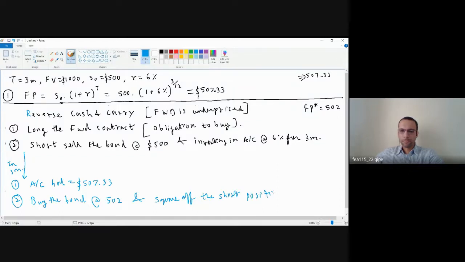Once I do that, whatever remains after this, 507.33 minus 502, which is roughly 5.3, will be a profit of 5.33. So this becomes my arbitrage profit. Any questions on this? Technically this is also called a reverse cash and carry arbitrage.